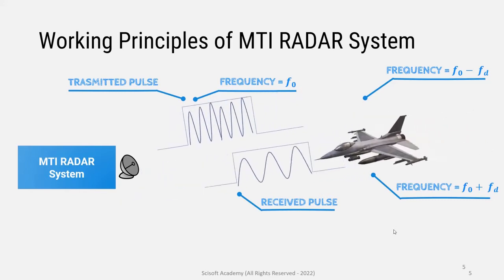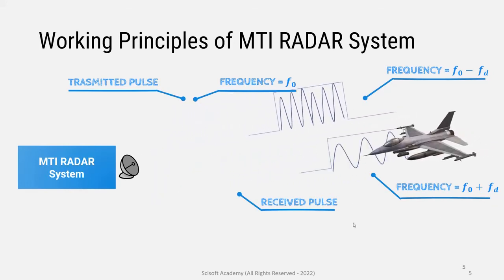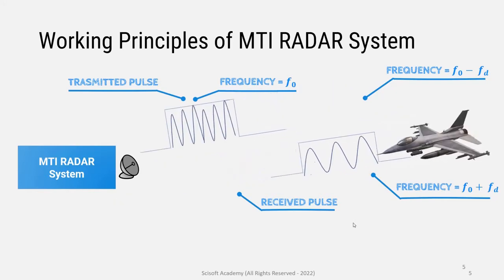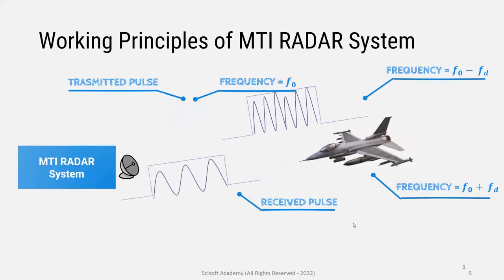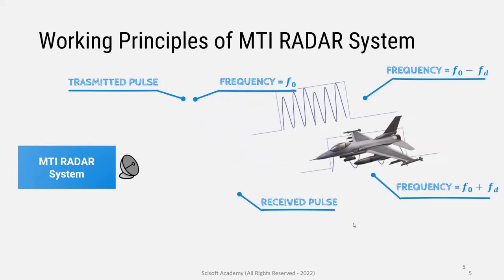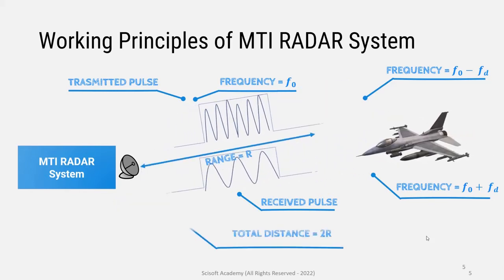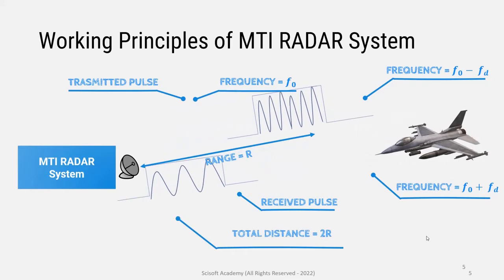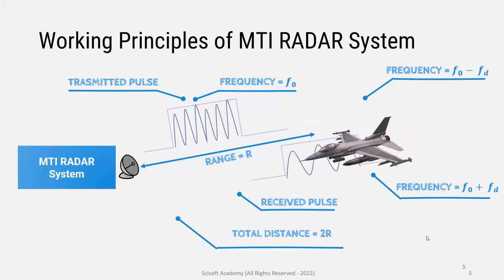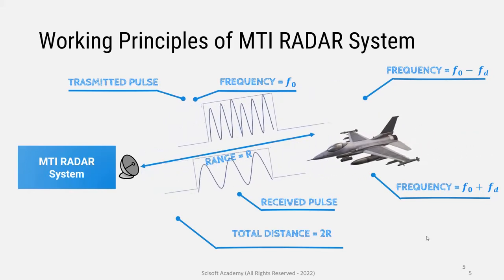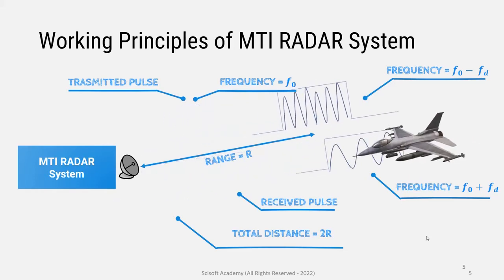On the other hand, when the target is moving towards the antenna, then the frequency is going to be added with the drift frequency. So the combined frequency that we will be receiving at the reception antenna is going to be f0 plus fd. The range is going to be R in our case, so the pulse is going to travel 2 times R. The total distance traveled by the pulse is going to be 2R. So this is the basic principle of how MTI radar systems work.